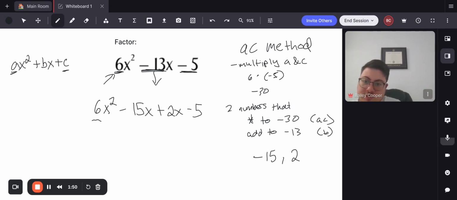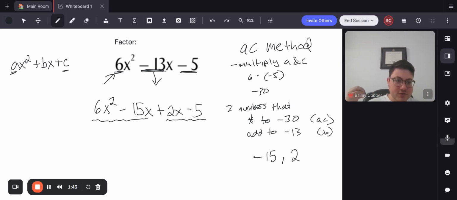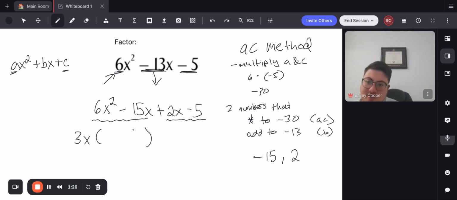We're going to group these first two terms together, and group these second two terms together, and see if we can factor anything out of the first two terms and anything separately out of the second two terms. So let's see. I see that both of these terms, 6 and 15, are divisible by 3. And x squared and x both have an x in them. So we're going to factor 3x out.